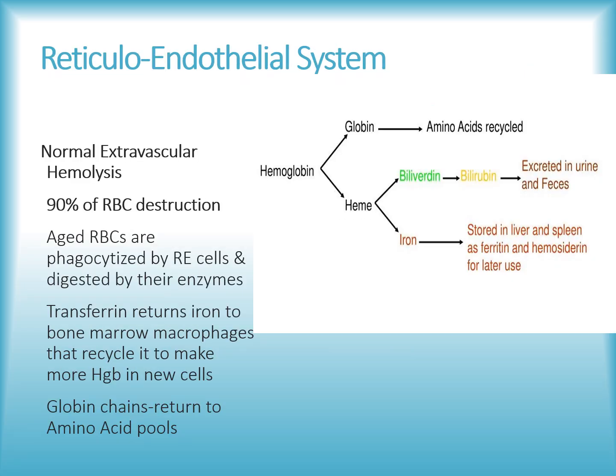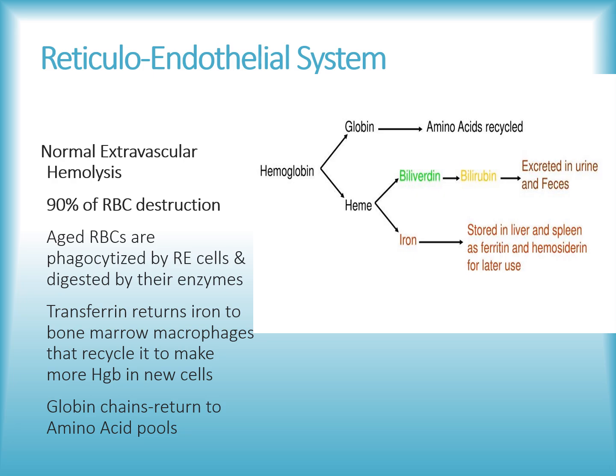So what exactly happens when our red blood cells come to the end of their life? We have a very specialized system within the body that is highly acute and aware of the changes that are happening around them, and they pull out old and dysfunctional cells from circulation, and we call this the reticuloendothelial system.